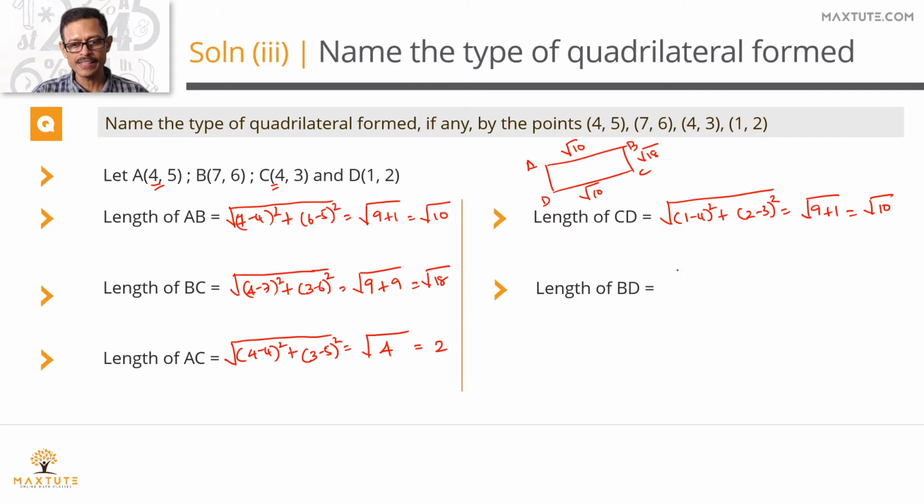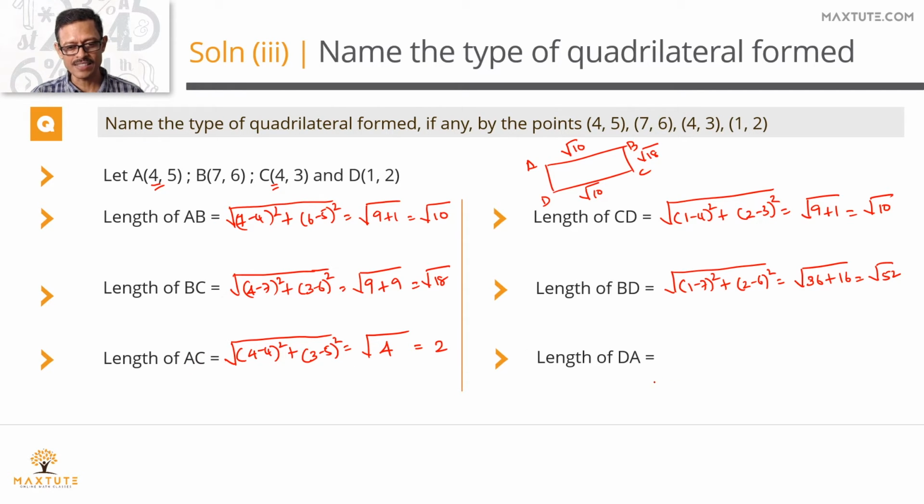So BD equals under root of (x2 minus x1), which is (1 minus 7) the whole square, plus (y2 minus y1), which is (2 minus 6) the whole square. 1 minus 7 is minus 6. Minus 6 square is equal to 36. 2 minus 6 is minus 4. Square of minus 4 is equal to 16. Root of 36 plus 16 is equal to root 52. Root 18, root 10, and we have this as root 52. We know that root 52 is not equal to root 18 plus root 10. So we know B, C, D are also not collinear.